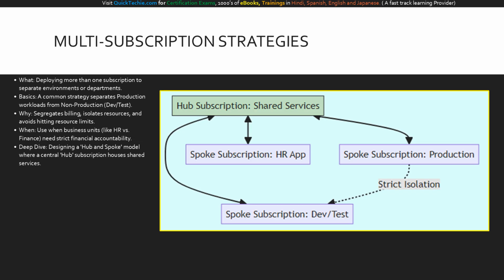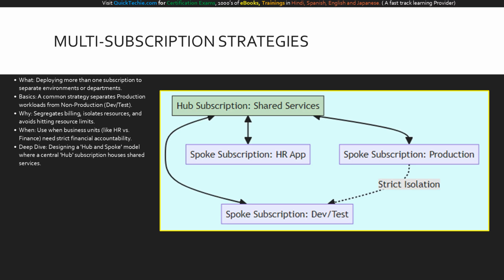For a deep dive, modern cloud design often uses a hub and spoke subscription model. In this design, a central hub subscription holds shared resources, like Active Directory and firewalls, while workload-specific spoke subscriptions connect back to it. Look at this hub and spoke subscription model.